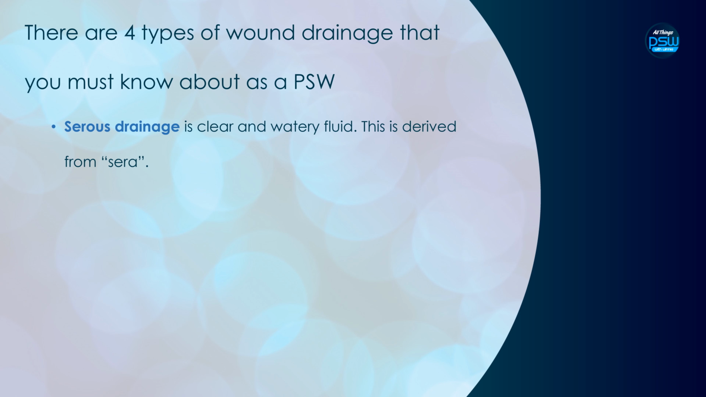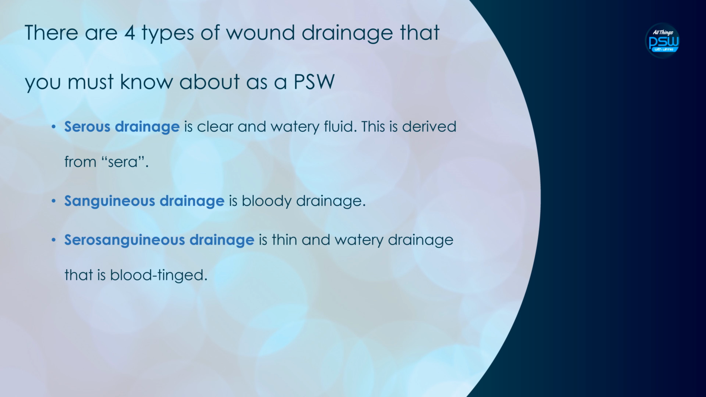The next word is sanguineous. Sanguineous means bloody, okay? So if you now have serous, which we said is clear and watery, and sanguineous, which is bloody, if we combine the two, we get serosanguineous. So that means you have that thin and watery drainage that we mentioned for sera, but you also have a blood tinge from the sanguineous because we've combined the two if you look at it. So serosanguineous drainage is thin and watery drainage that is blood tinged.